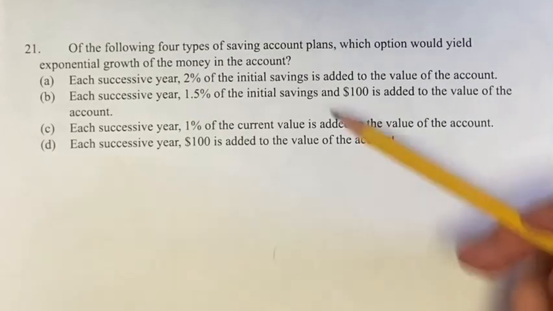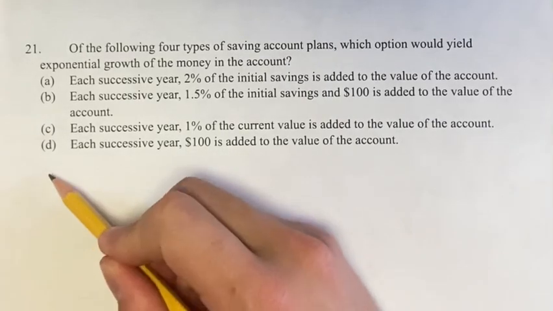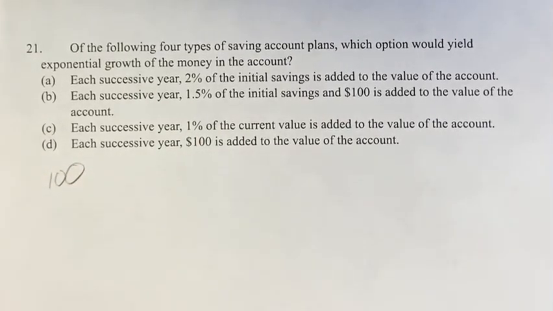In this problem, we have 4 saving account plans. We're asked which of these would yield exponential growth for the account. So let's just say we put in $100 at the beginning. Let's see how each of these would grow over time.